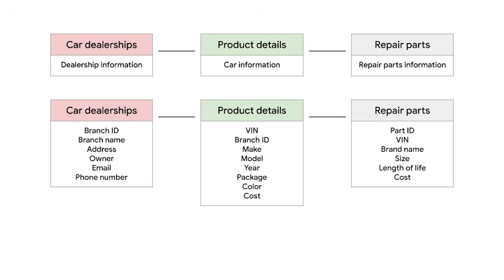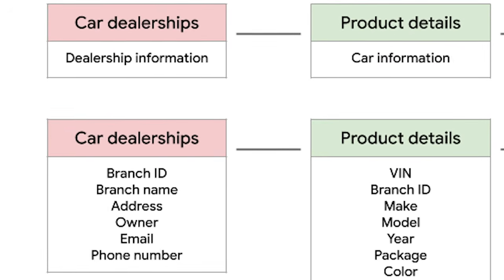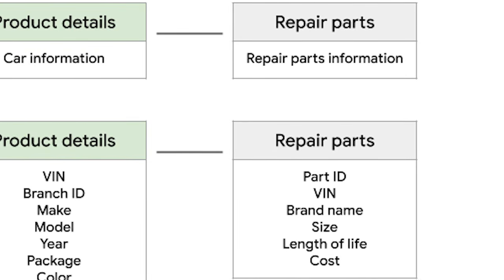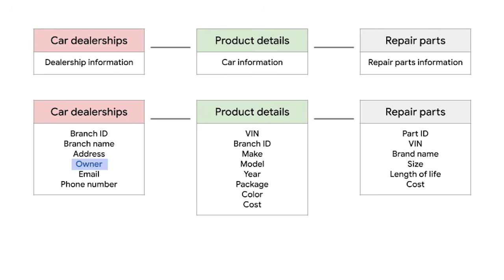Most of the data you'll use in your analysis will be organized in tables. Tables help you organize similar kinds of data into categories and subject areas that you can focus on as you analyze. For example, this basic database has tables for car dealerships, product details, and repair parts. Each table then has several fields of data like branch owner and the cost of repair parts. You can use these tables and fields to help you decide how to move forward with your analysis. The structure of this database can help you decide which data you need to pull to meet your objectives.